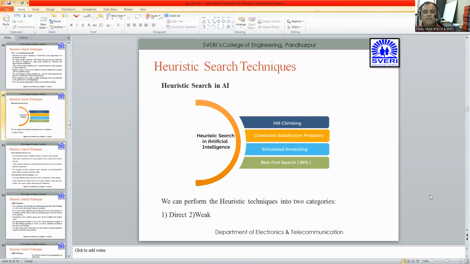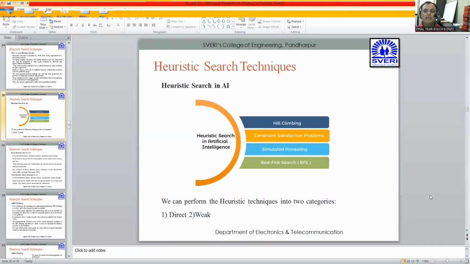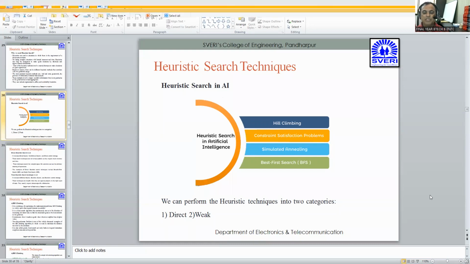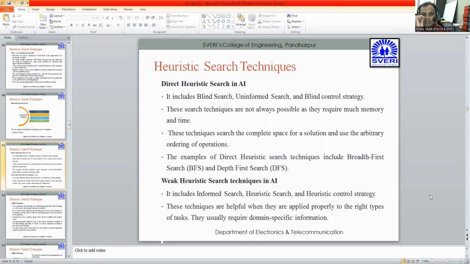So there are 4 types of heuristic methods that are implemented: hill climbing, constraint satisfaction problem, that is CSP, simulated annealing, and best first search, that is BFS. Whereas there are 2 categories of heuristic search techniques. One is direct and the second one is weak. So now what is direct and what is weak?